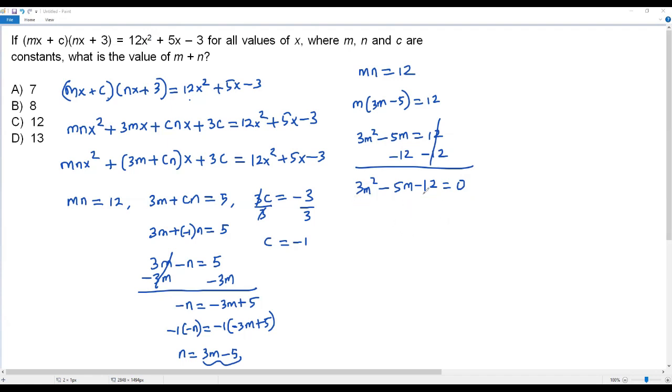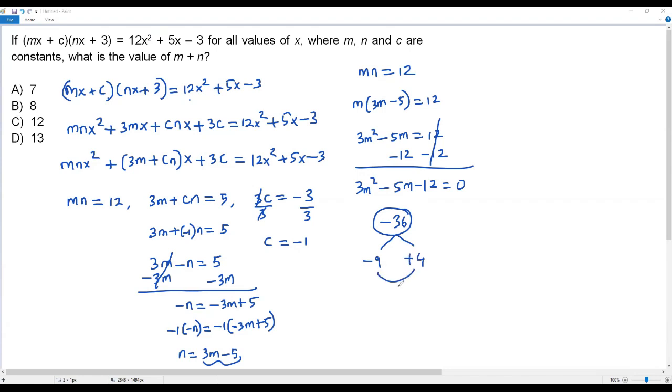Okay, to solve this quadratic equation by factoring, what I have to do is multiply the constant of negative 12 by the coefficient of m². When I multiply negative 12 by the coefficient of m², 3, I am getting negative 36. Now I have to get two factors so that the product of these two factors equals negative 36, and when I add these two factors, it must equal the coefficient of m, that is negative 5. So I think negative 9 and positive 4 will work.